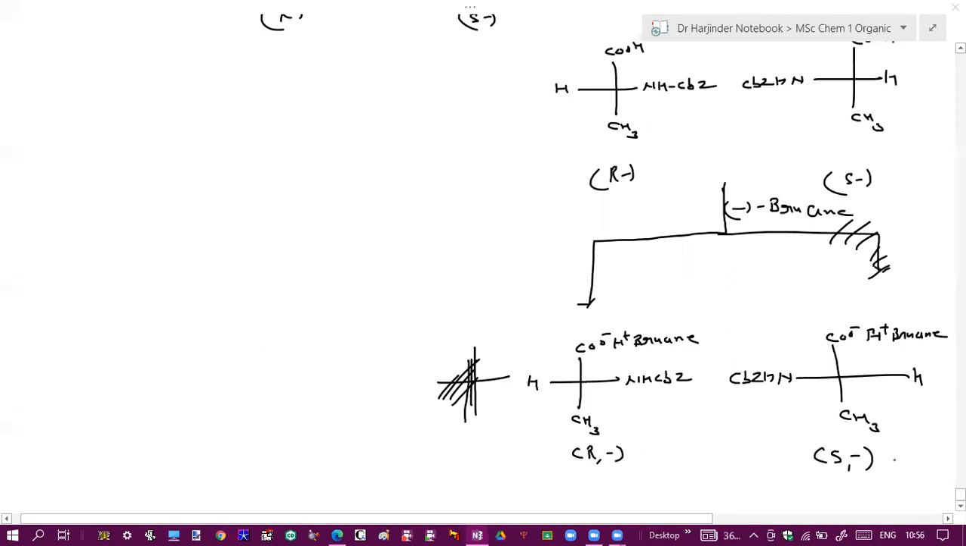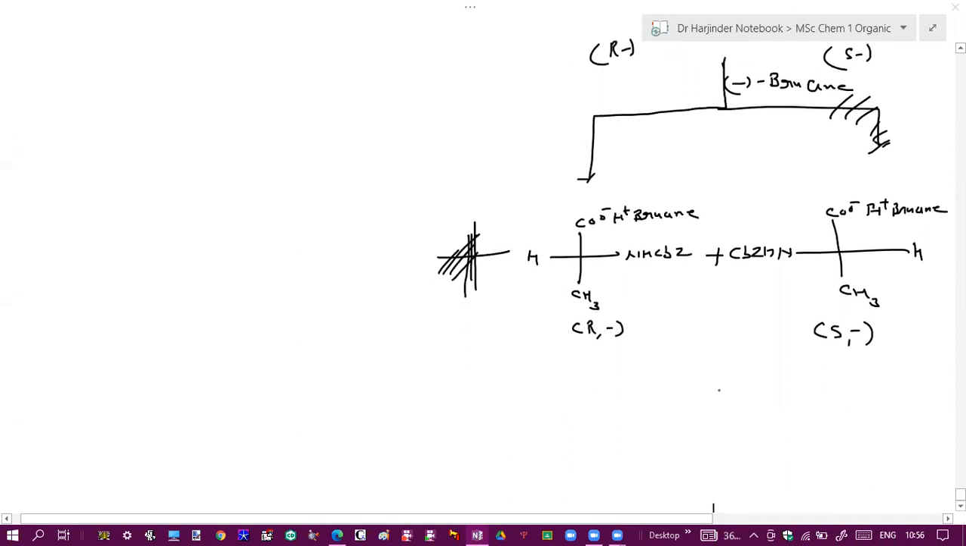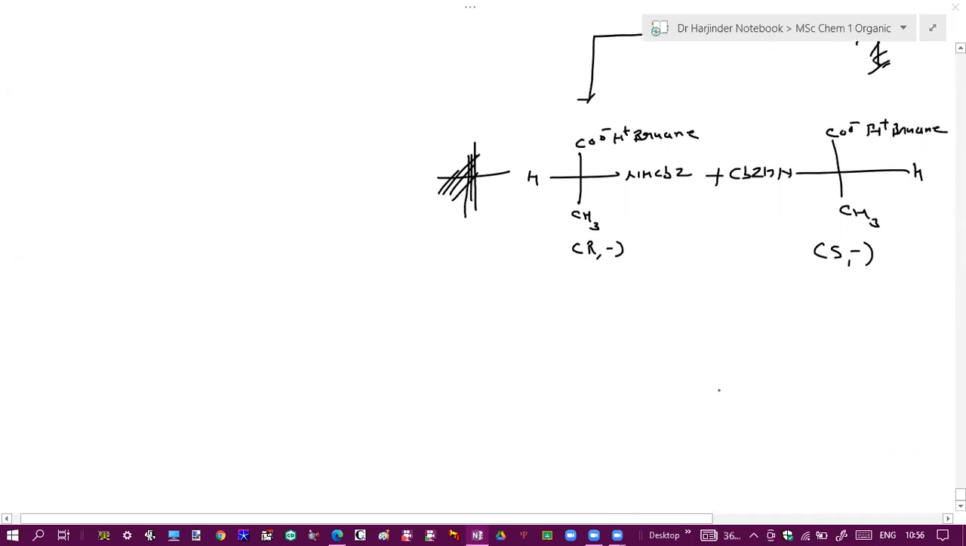Now you got a pair of diastereoisomers. So what will be your next step? Separation, by some physical method, for example, fractional crystallization. Now you got two diastereomers. Next step? Sir, removal of the resolving agent or CBZ. Yes, we have to remove both. We have to remove brucine, which is your resolving agent, as well as your protecting group CBZ.